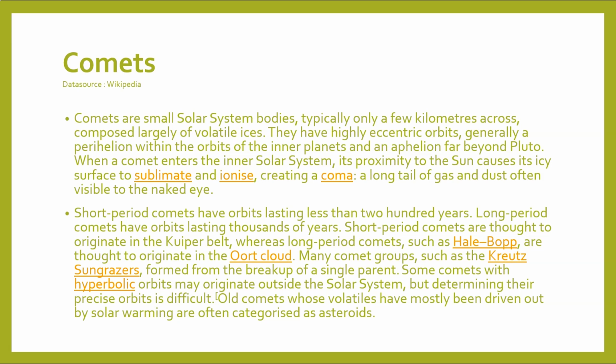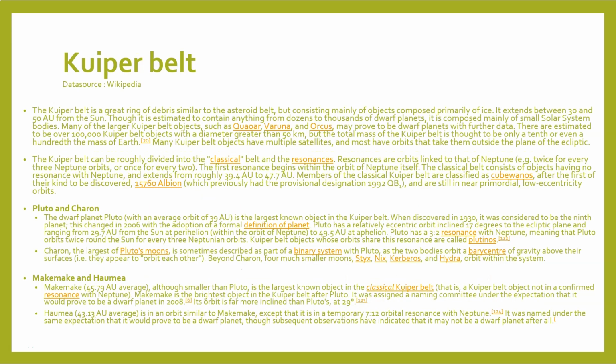Many comet groups such as the Kreutz sungrazers form from the breakup of a single parent. Some comets with hyperbolic orbits may originate outside the solar system, but determining the precise orbit is difficult. Old comets whose volatiles have been mostly driven out by the solar warming are often categorized as asteroids. Let's talk about the Kuiper belt.